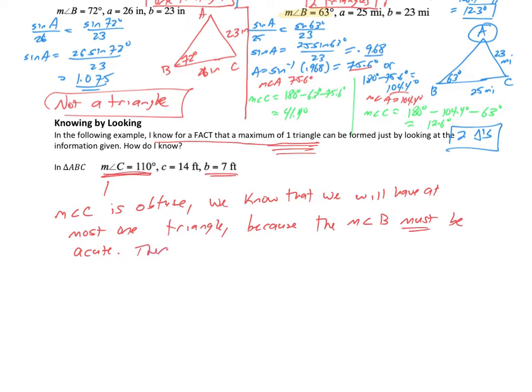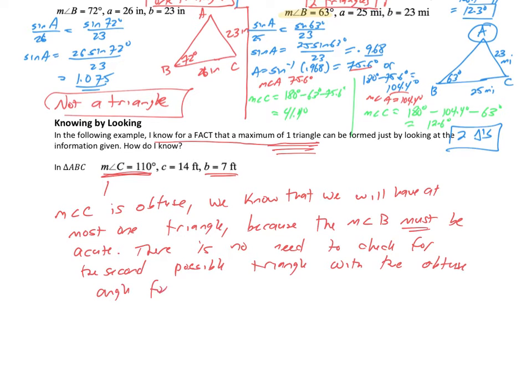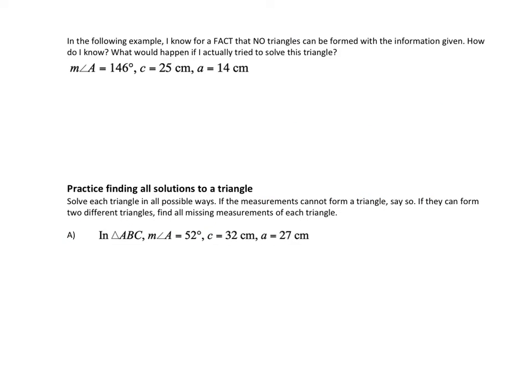So there is no need to check for the second possible triangle with the obtuse angle for B, which would be 180 degrees minus the acute angle for B, right? There's no reason to check for the supplement because we already have an obtuse angle. Let's take a look at the next page.